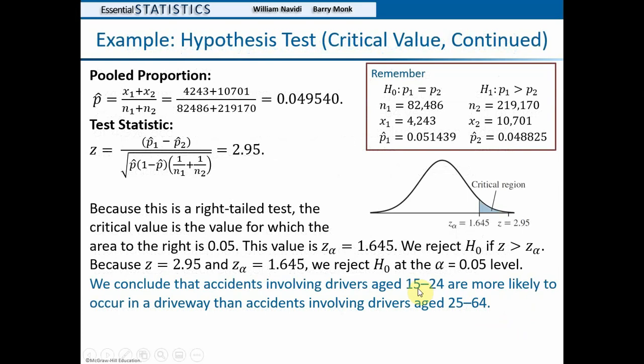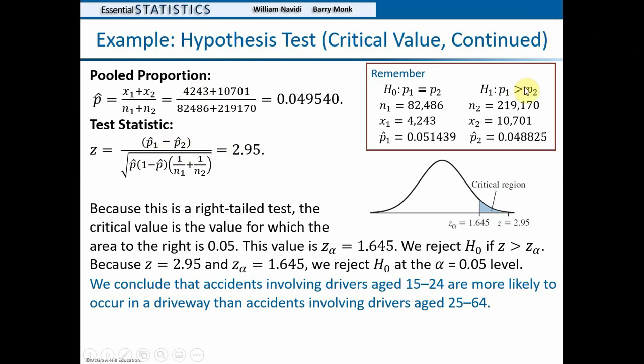So here's our pooled proportion. Let's go through with this. Here's our X1 plus our X2, over N1 plus N2. So that gives us our standard error. P1 hat minus P2 hat, they gave this directly as percentages. We can just do those as proportions, not as percentages.